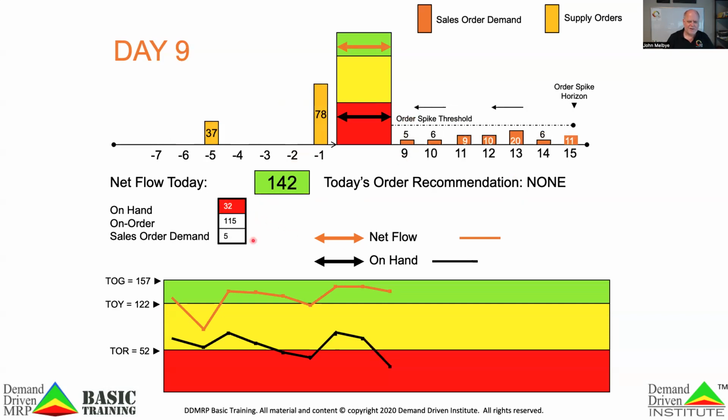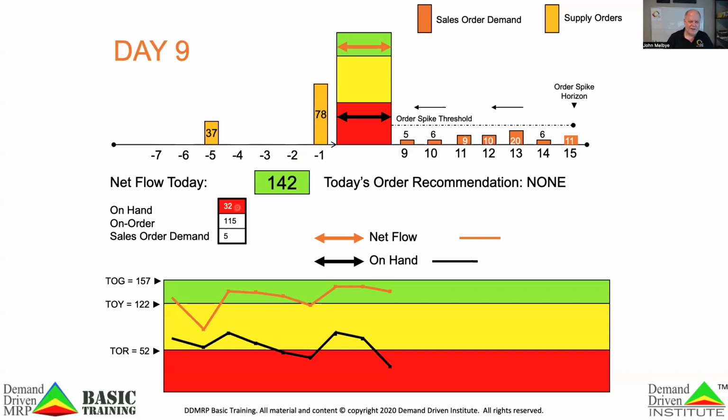Our on hand drops to 32, a little bit deeper into the red than we'd like to see, but if we look, we see that we're going to receive in 78 today. Why are we receiving in 78? Because we reacted to the spike right at the end of the decoupled lead time. So yesterday we shipped the spike. Today we're receiving the order that was generated by the spike.